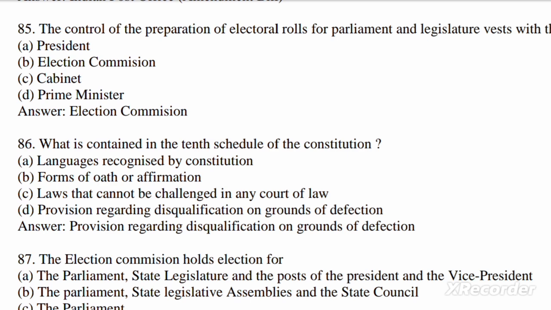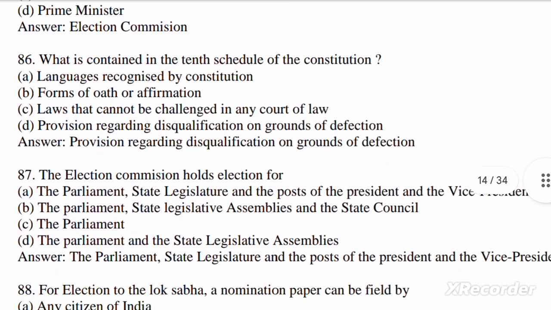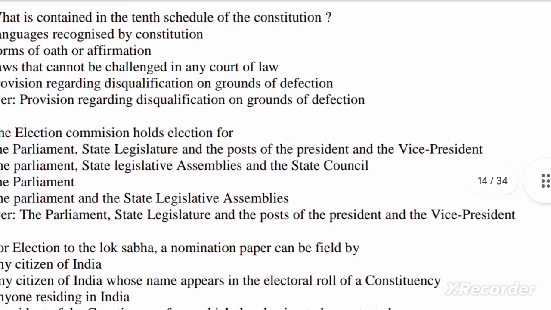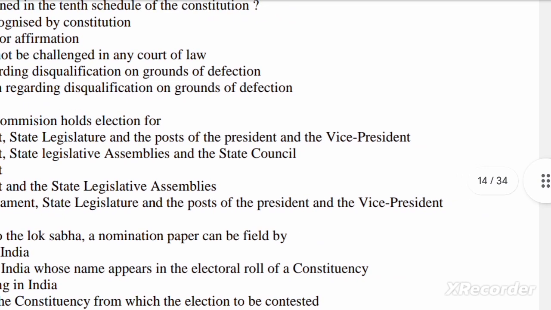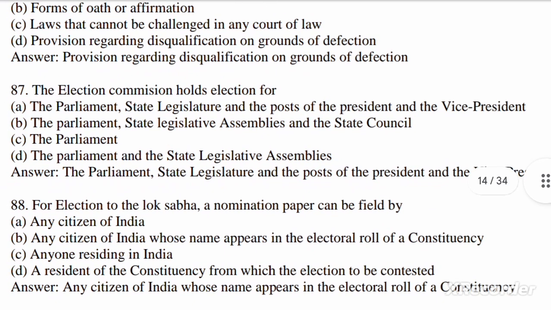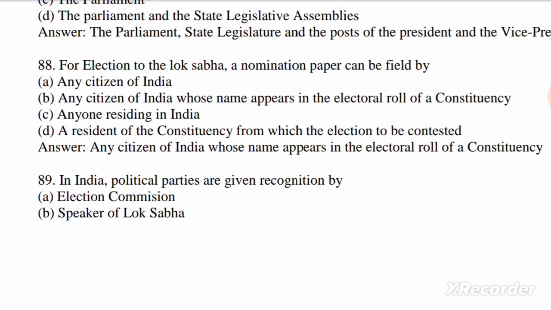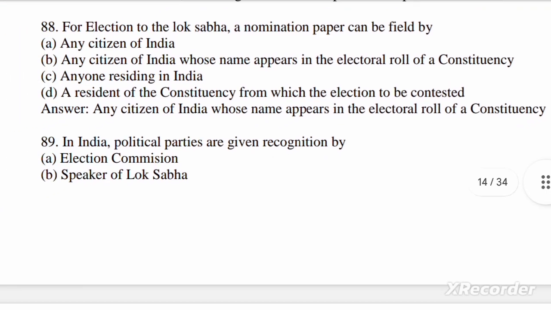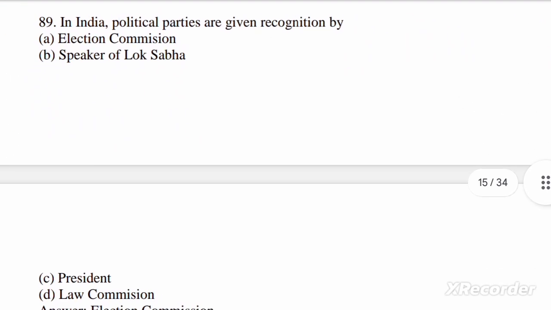86. What is contained in the 10th schedule of the Constitution? Answer. Provision regarding disqualification on grounds of defection. 87. The Election Commission holds election for the Parliament, State Legislature and the posts of the President and the Vice President. 88. For election to the Lok Sabha, a nomination paper can be filed by any citizen of India whose name appears in the electoral roll of a constituency. 89. In India, political parties are given recognition by Election Commission.